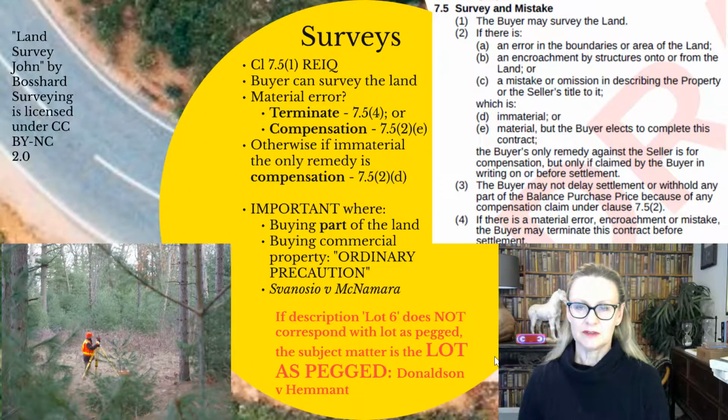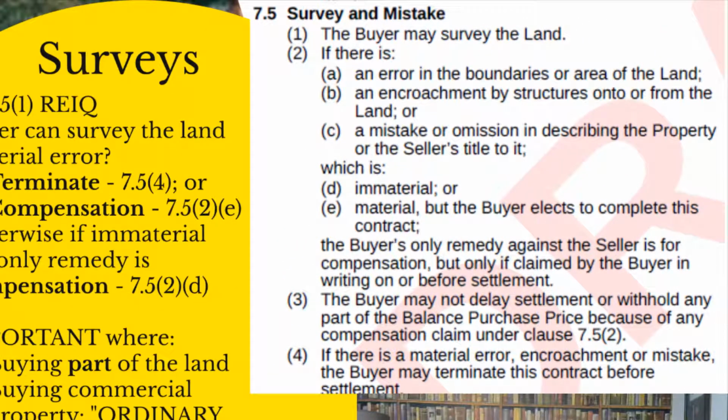As you can see there, first subpara, the buyer can survey the land, so there's your contractual right to enter and survey. If there's an error in the boundaries or area or encroachment or a mistake or omission in describing either the property or the seller's title to it, and any of that stuff is immaterial, or it's material but the buyer elects to go ahead and complete the contract, that is settle, the buyer's only remedy is going to be compensation, but you have to, as the buyer, claim that pre-settlement in writing.